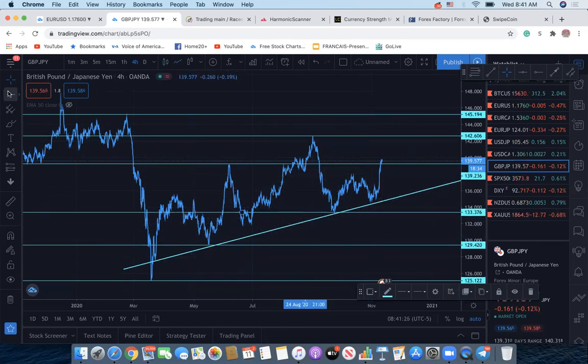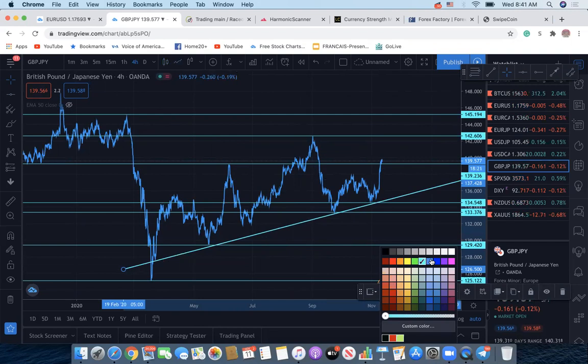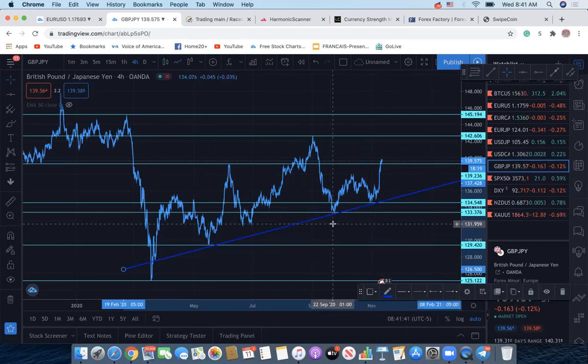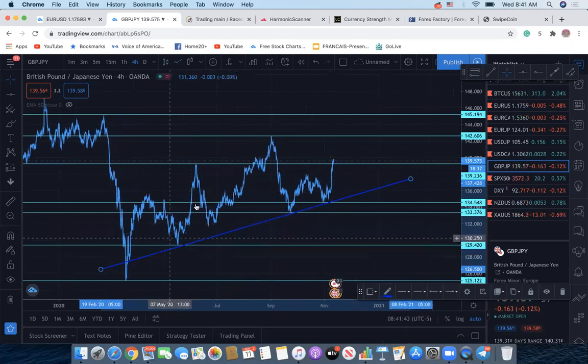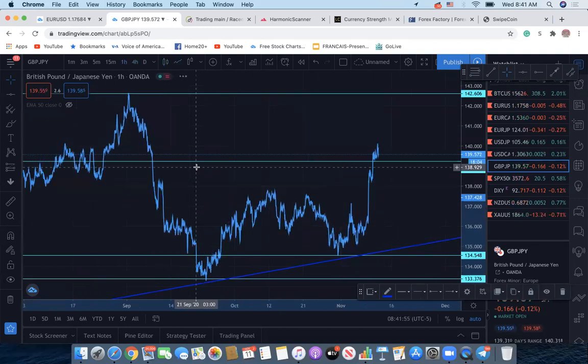So I have another support here, another support at this area, which is the same as the trend line. So I'm gonna change the trend line color to make it different. So here will be my trend line. Okay, so here is the trend line, and these are the supports on the bottom, and then we have the resistance lines on top. So what I'm gonna do is go on a 1 hour time frame and see what's really going on.